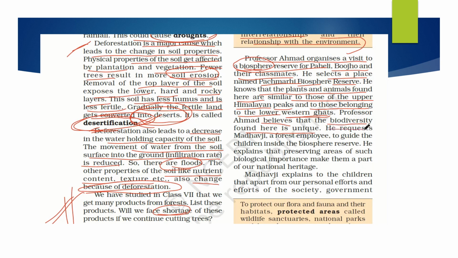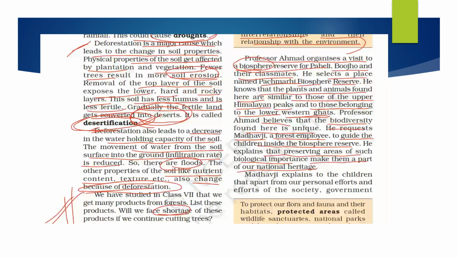So, he requests Madhavji, a forest employee, to guide the children inside the biosphere reserve. So, there was a person called Madhavji whom he requested. He was a forest employee, right? So, he will work here as a guide and take those children to this biosphere reserve. He explains that preserving areas of such biological importance makes them a part of our national heritage, right? So we are preserving our biological diversity or our biodiversity.